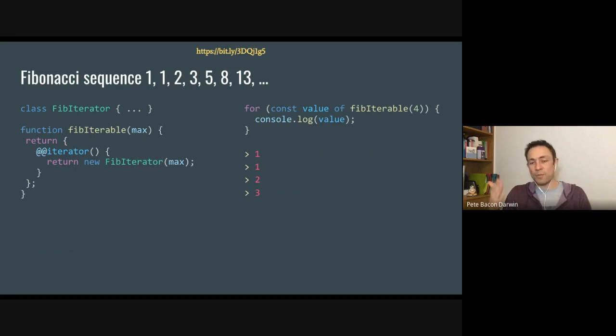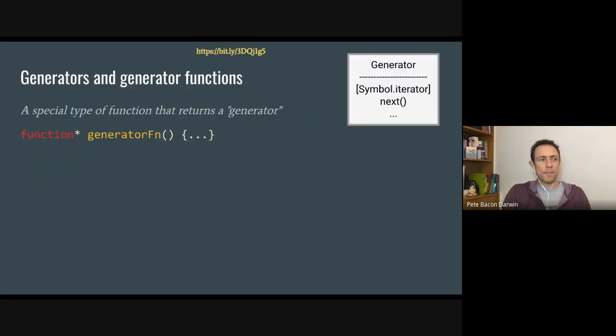And it stops when the result is done. And interestingly, also with a for loop, it extracts out the value. So you don't actually get the object from the iterable, you get the value of each iteration. So that's what an iterator is, and that's what an iterable is. So now we need to understand what generators and generator functions are.